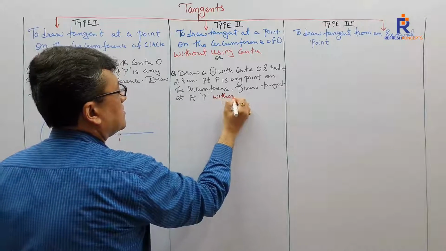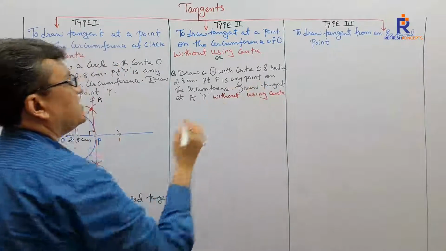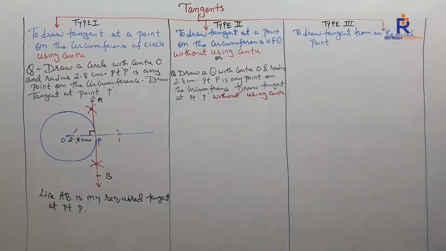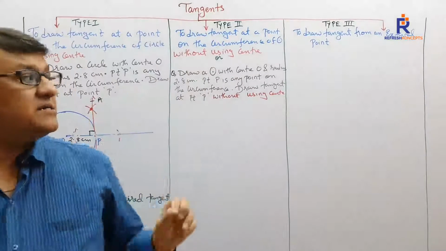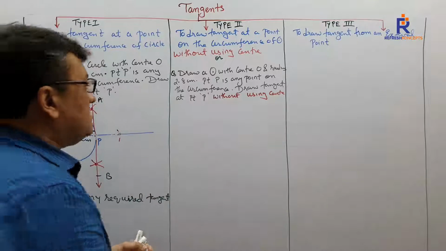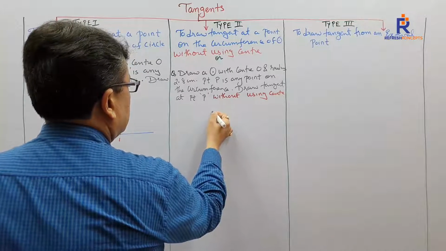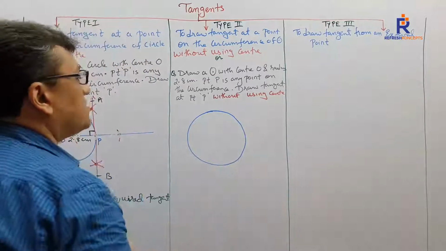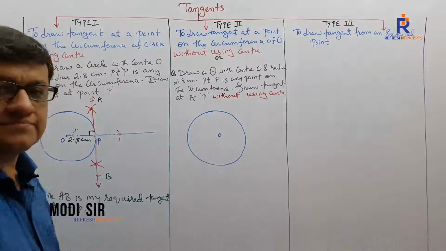Question is the same, but if they were to ask you this question, they will say without using center. What shall they say? Without using center. Now what I'm going to do is, I'm going to make you understand what exactly the steps are. The steps are, we draw a circle of radius 2.8. This is the center, mind you. I am not writing the radius anywhere.